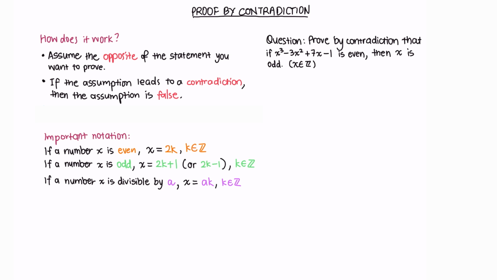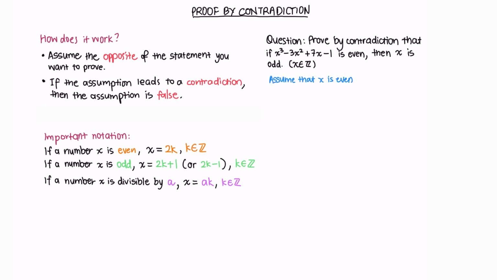So again, remember the first step: you want to assume the opposite of the statement you want to prove. In this case, the statement you want to prove is that x is odd. It is not that x³ - 3x² + 7x - 1 is even, because that is your condition, while x is odd is what you actually want to prove. So the opposite of x being odd is x is even. So you want to assume that x is even.